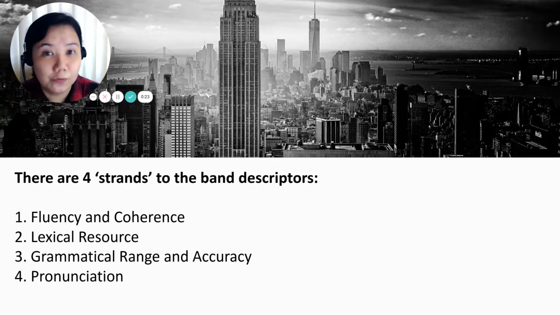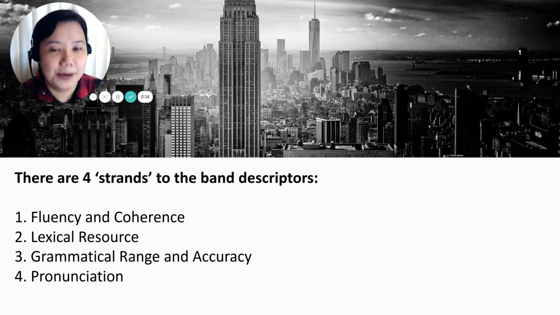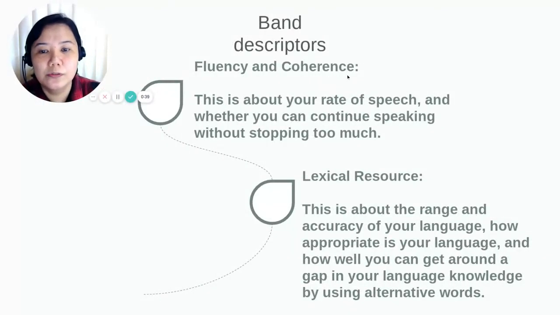You have your fluency and coherence, your lexical resource, your grammatical range and accuracy, and your pronunciation. We're going to try and understand them one by one. Let us move on to the first thing that we need to know: fluency and coherence.